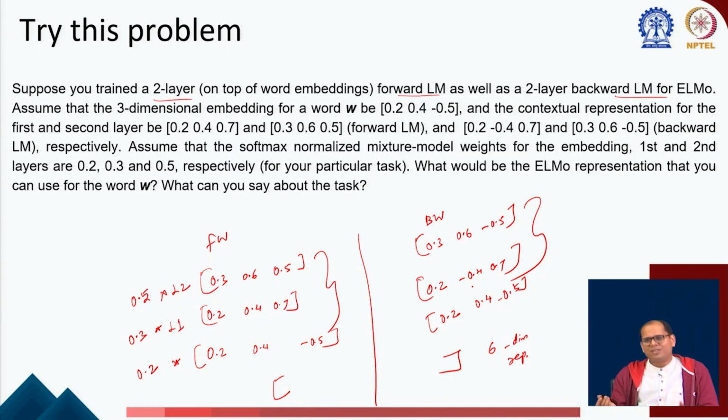So how do you know what kind of task is being done? This will depend on how much weight you have put on various layers. So if you are putting higher weight on the higher layer, that means it's a more semantic-level task, like sentiment analysis or semantic role labeling, that kind of task that you are doing.